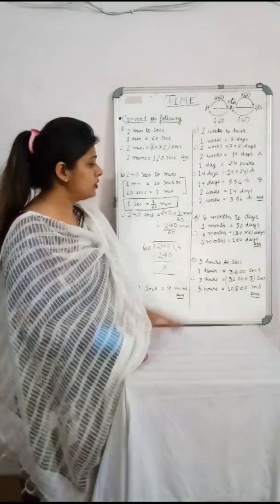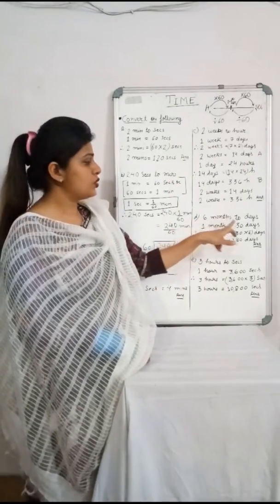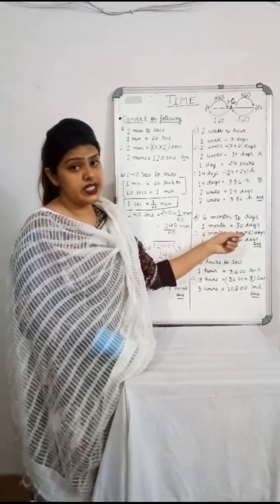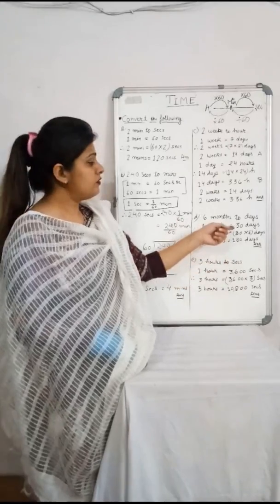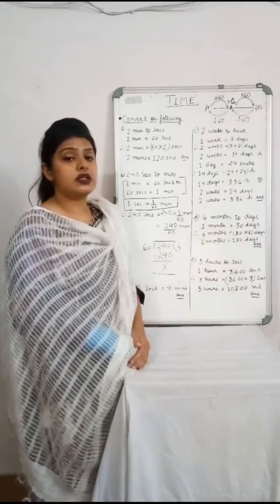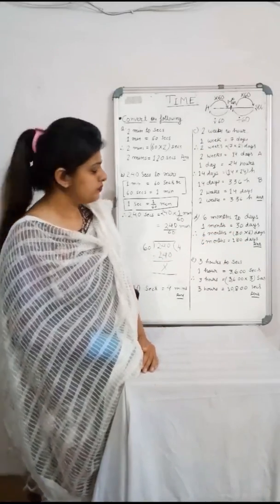Now question number D. Here we have to convert 6 months to days. 1 month has 30 days. So 6 months will have more number of days. We will multiply 30 by 6 and we obtain 180 days. This means 6 months is equal to 180 days.